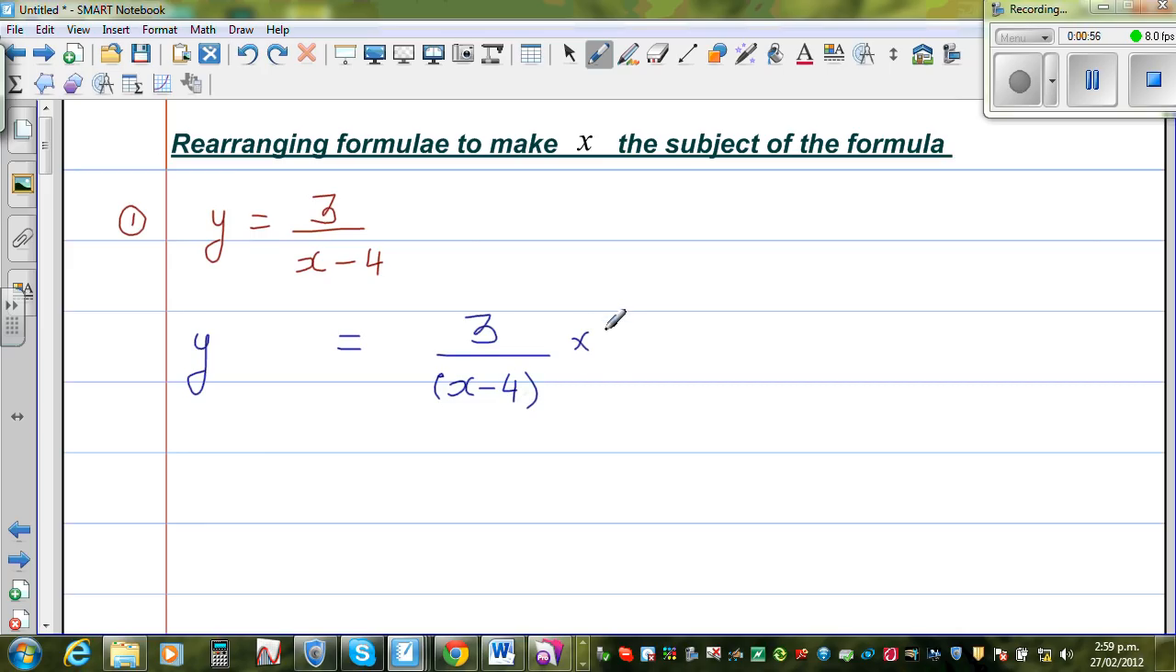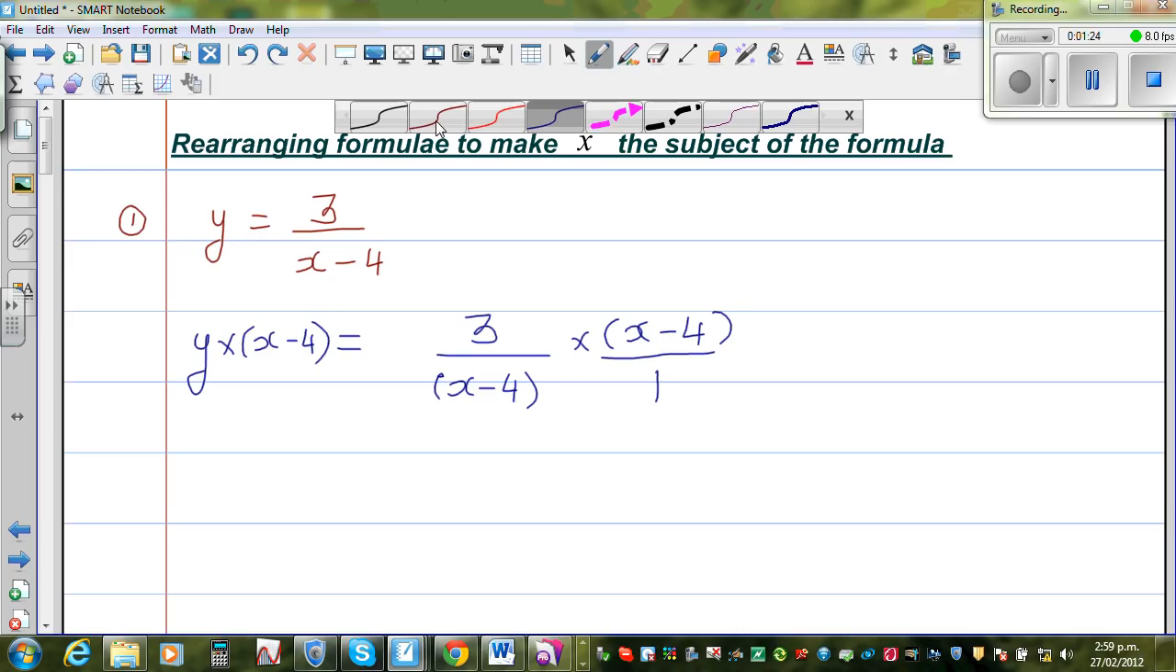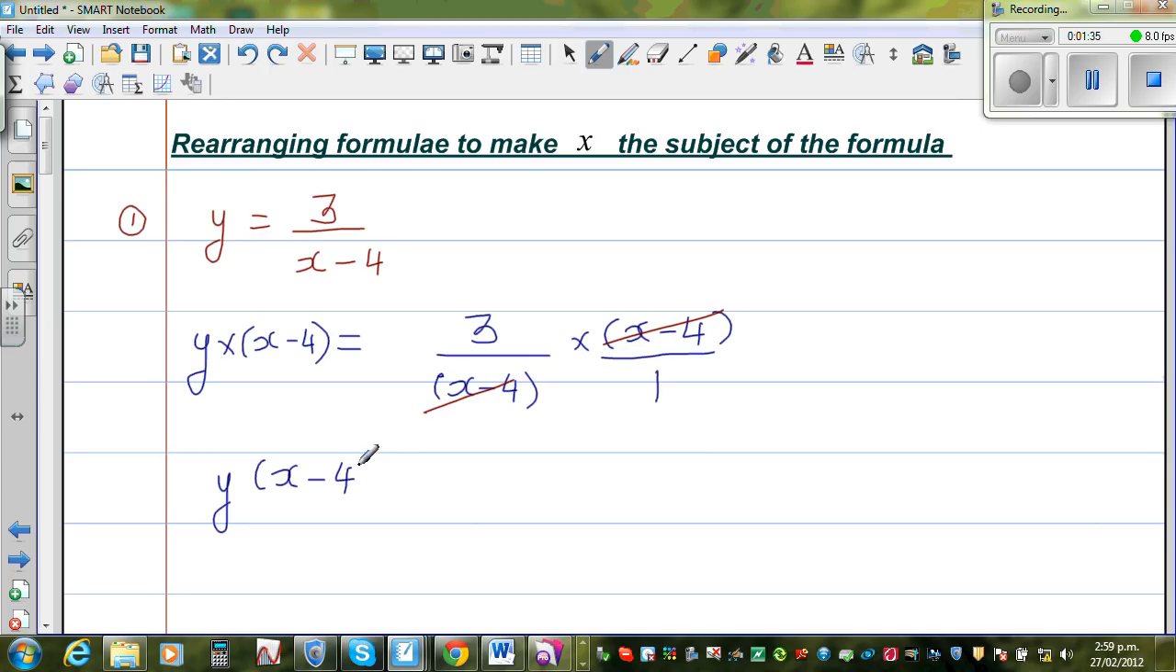So I have to multiply by x minus 4 on this side, and it also multiplies by x minus 4 on the other side. So what I've done is I basically multiplied x minus 4 on both sides. I'll go very slowly so that you can pause the video at any stage and try to do it yourself. So this x minus 4 and x minus 4 get cancelled. So you get y times x minus 4 is equal to 3.